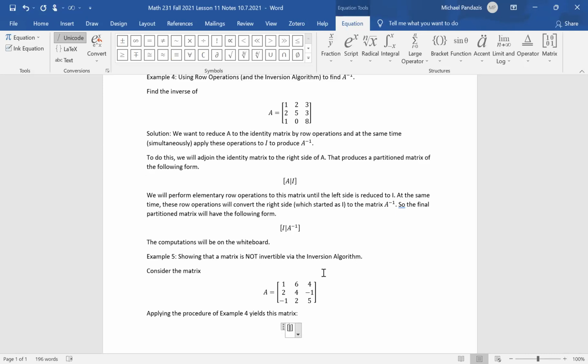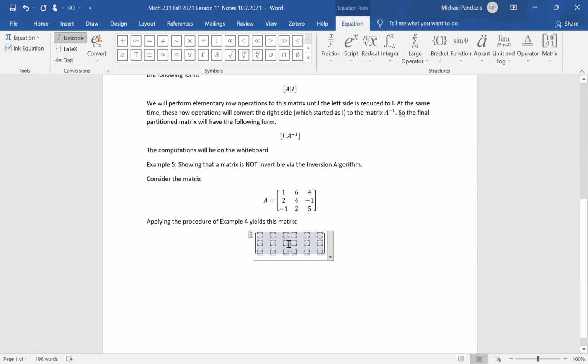If you apply Gauss-Jordan elimination to that matrix in an attempt to get the left side to be the identity matrix, then what will happen is, I have this vertical line here. The vertical line is the partition between the left matrix and right matrix. It's just a small one. So what you'll end up with is at the top row, you'll have 1, 6, 4.